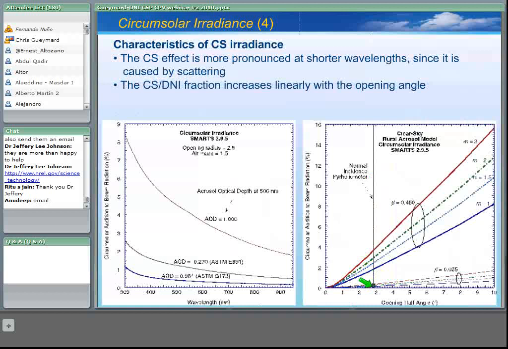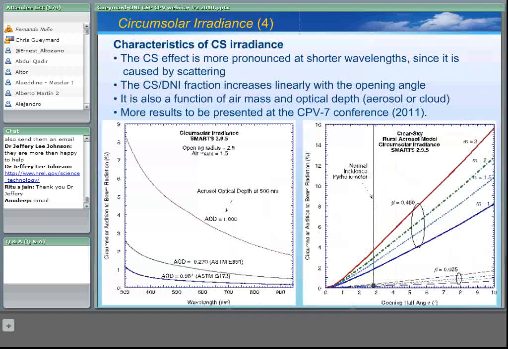But when the AOD increases and it becomes hazy, then you can get up to 2 to 3% circumsolar within the DNI. It would be a lot more in the case of cirrus cloud, but as I said before, it's very difficult to model. Those things, and also it's a function of air mass. Air mass here is 1, 1.5, 2, and 3. So you see that when air mass increases, the fraction of circumsolar also increases. I hope that more results would be presented at the next CPV conference next year.